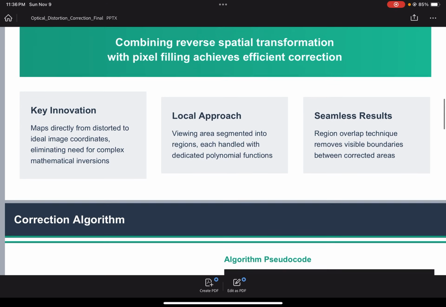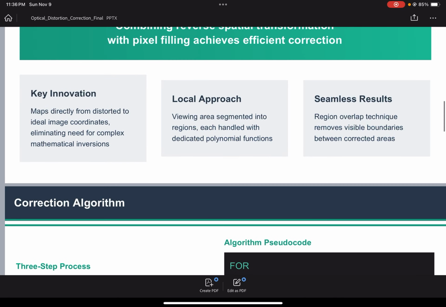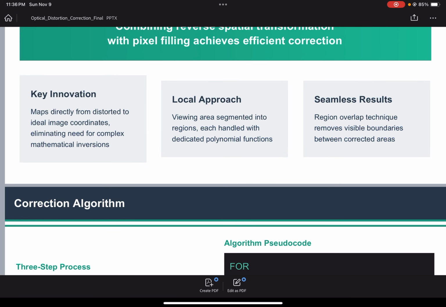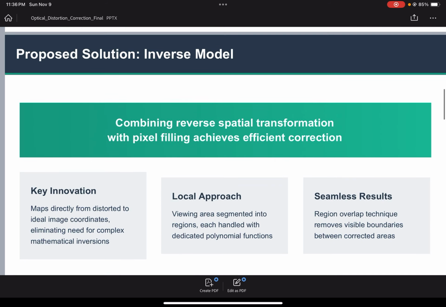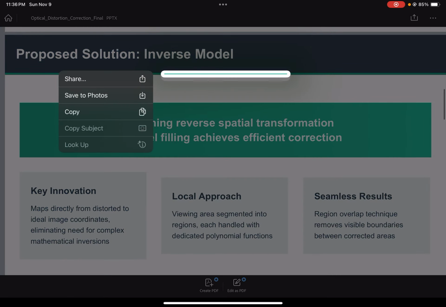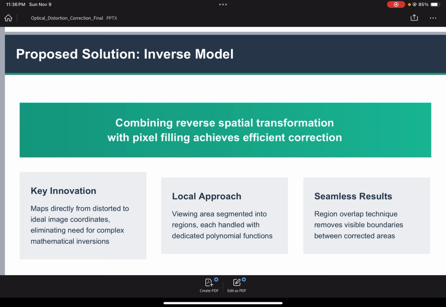And yeah, I think maybe I can just say very fast that by inverse model, because we are mentioning the inverse modeling here, we mean a mathematical approach working backwards from desired output to required input, rather than the forward approach.